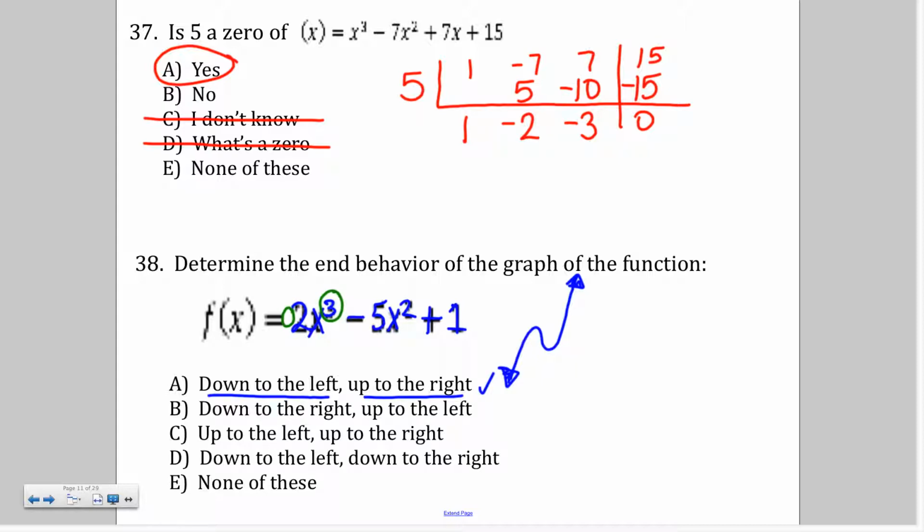That works. B says down to the right. Nope, we already know that's wrong. C says up to the left. No. D, down to the left. Yes. Down to the right. No, because we're not going down to the right. All right? And then none of these. Of course, we already have our option, so it is A.